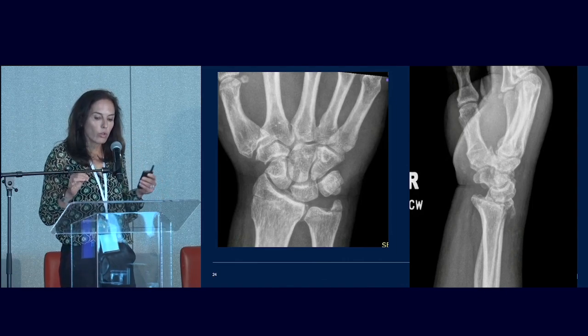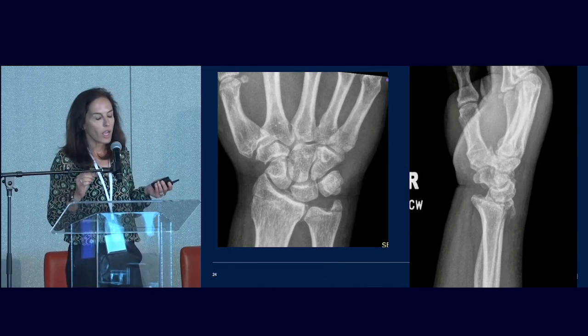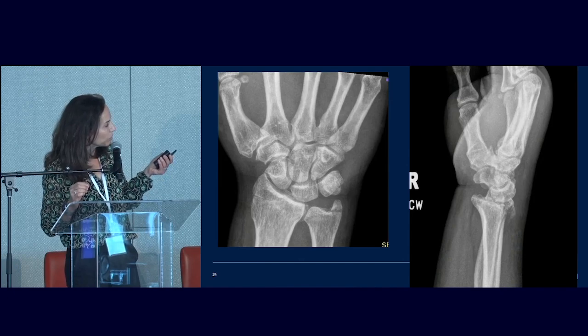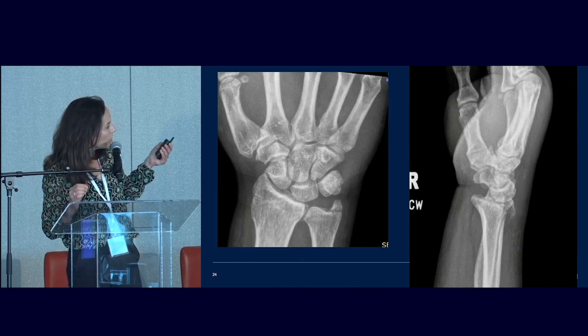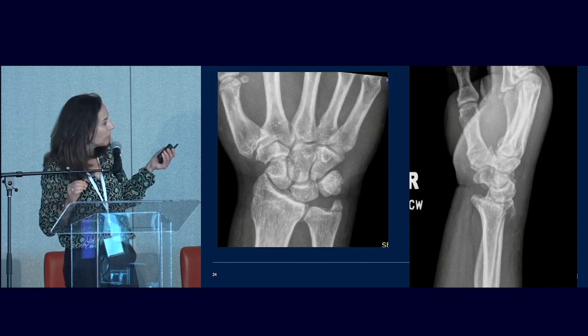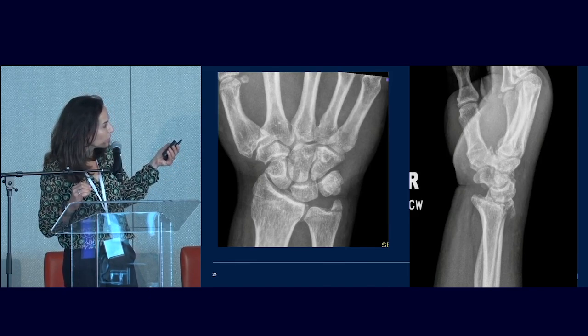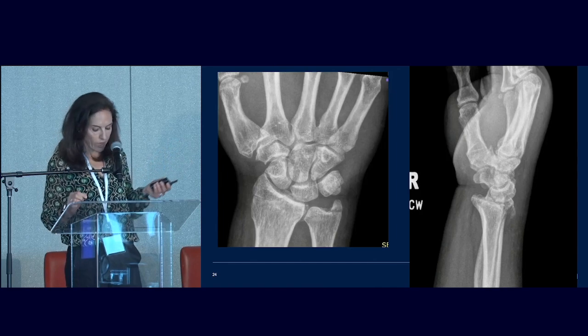And so what you can see here, this is actually a case from yesterday. And so what you see here is there's this dorsal rim comminution here. There's also, it looks like a radial styloid fracture. This is actually a couple weeks old. So clearly those volar ligaments are destroyed here, and there's dorsal translation through that fracture fragment.